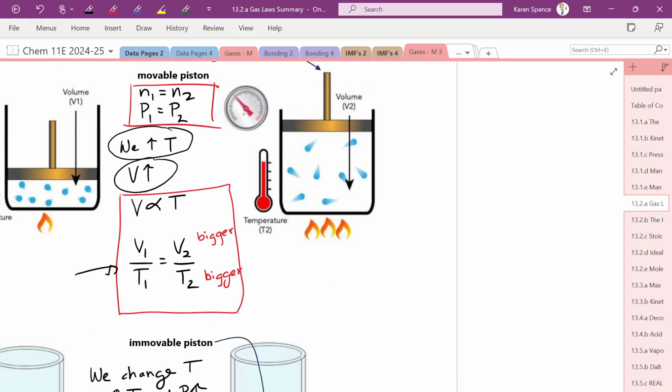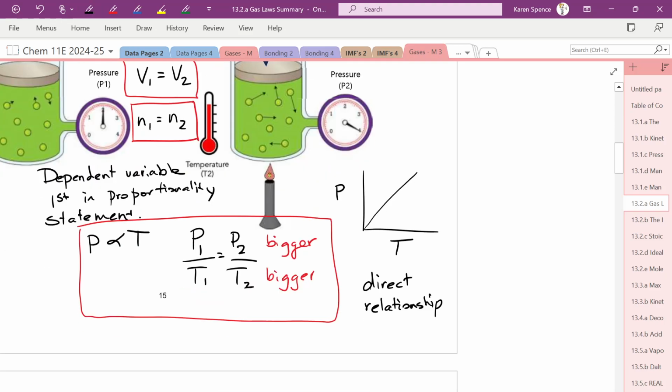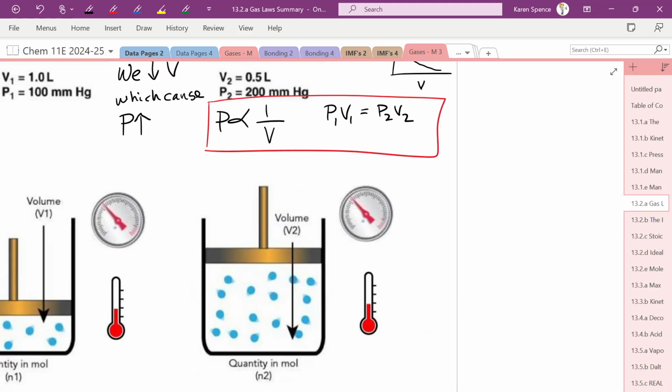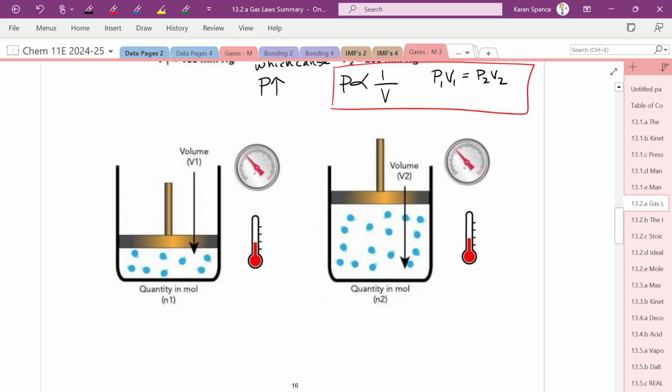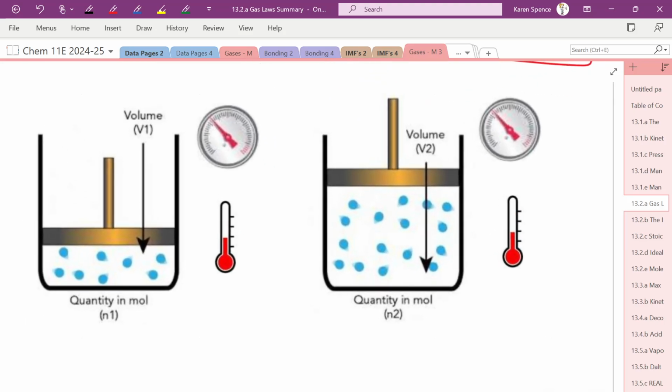And we could also go back to our other one here, and we changed the temperature. And how did volume respond to that? It went up. Okay. All right, so we got those ones. Let's see what else we got here. Next one, what are we keeping the same here? Temperature is staying the same, so T1 is equal to T2. Anything else?